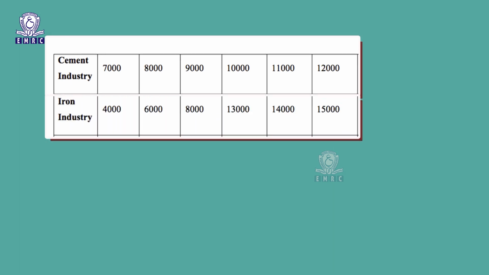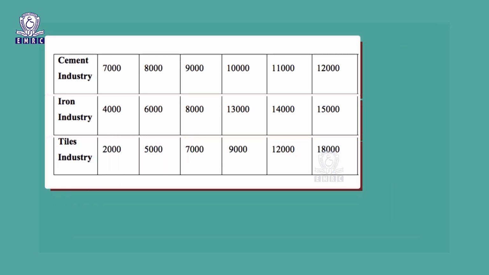If you see in the iron industry, there are also 6 people who are working. The first person's salary is 4,000, second 6,000, third person is 8,000, fourth person is earning around 13,000, fifth person is earning 14,000 and the sixth person is earning 15,000 per month. And in the tiles industry, the first person is earning 2,000 per month, second person is earning 5,000 per month, third person is earning around 7,000 per month, fourth person is earning around 9,000, fifth person 12,000 and sixth person is earning around 18,000 per month.